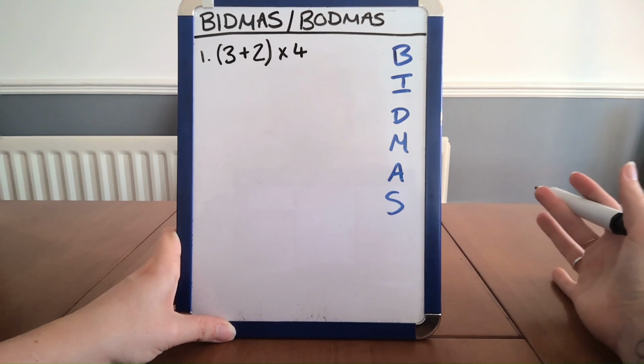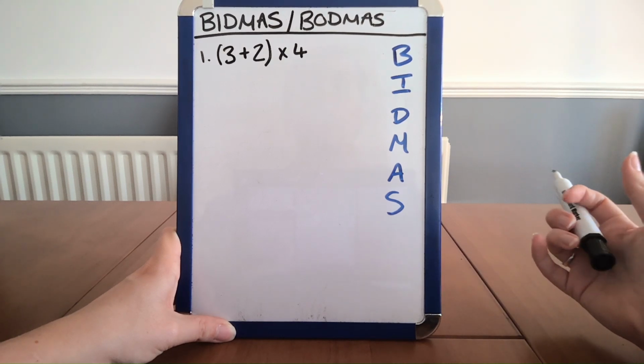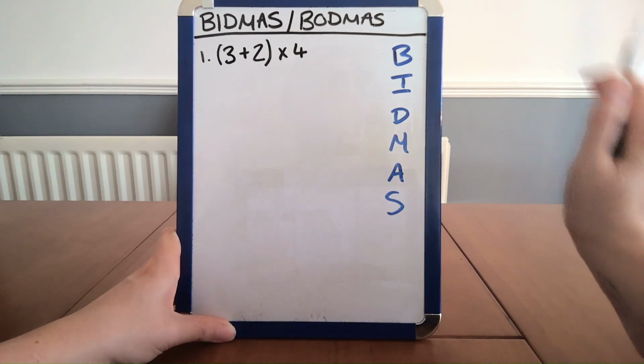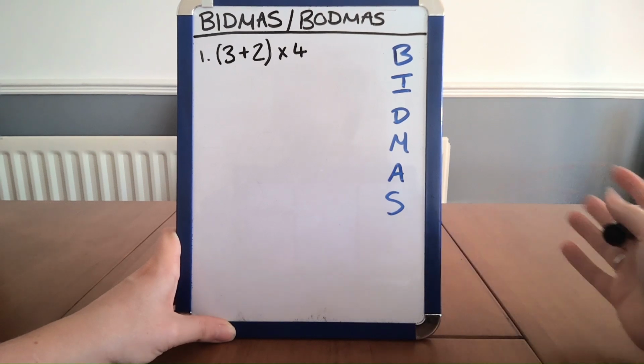Also, if you get to higher levels of maths, it will be referred to as BODMAS because operations covers a wider variety, whereas indices only covers the squared, cubed, etc.